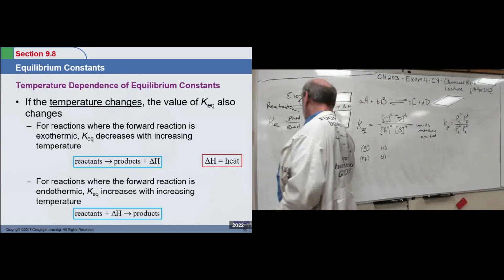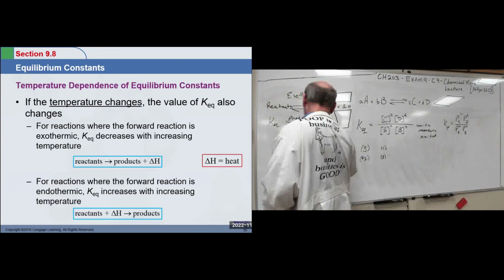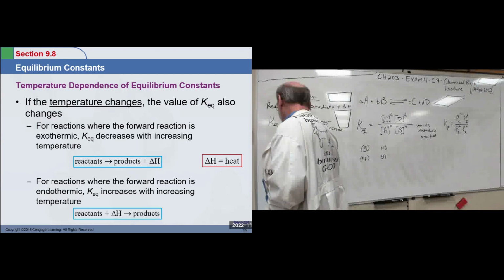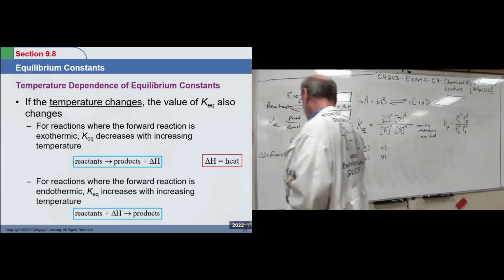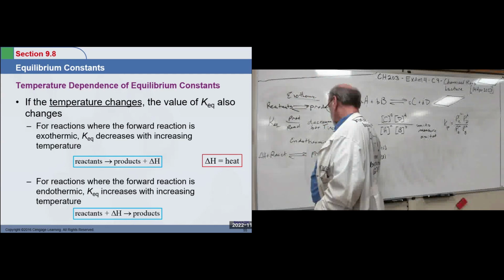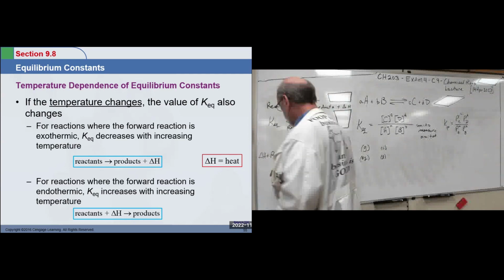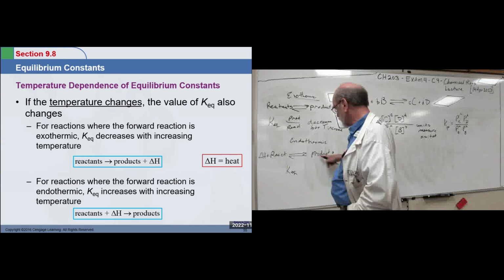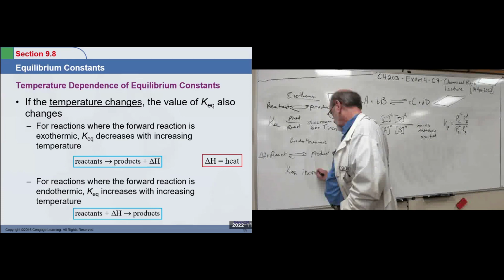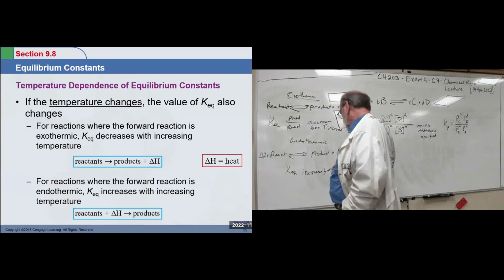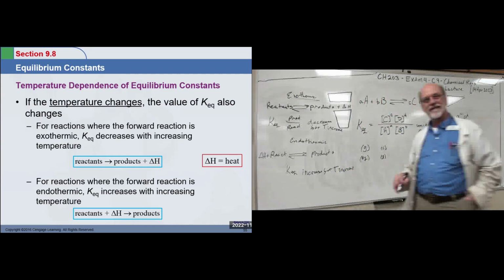If it's an endothermic reaction, that means we would have reactants, and delta H would be on this side with products. So the KEQ in this case, if we add heat to an endothermic, it's going to shift toward products, and the KEQ would increase for temperature increase. Okay?